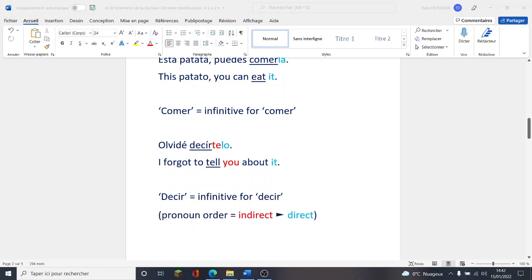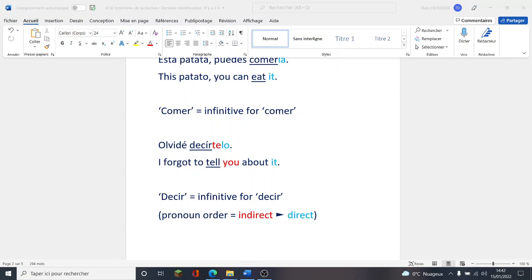And the last example I've chosen is olvidé decírtelo, which means I forgot to tell you about it. This one is a bit trickier because in this case you have two pronouns in the sentence. One is direct, it's it, and the other is indirect, it's you. But in Spanish, you definitely need to stick both pronouns at the end of the verb.